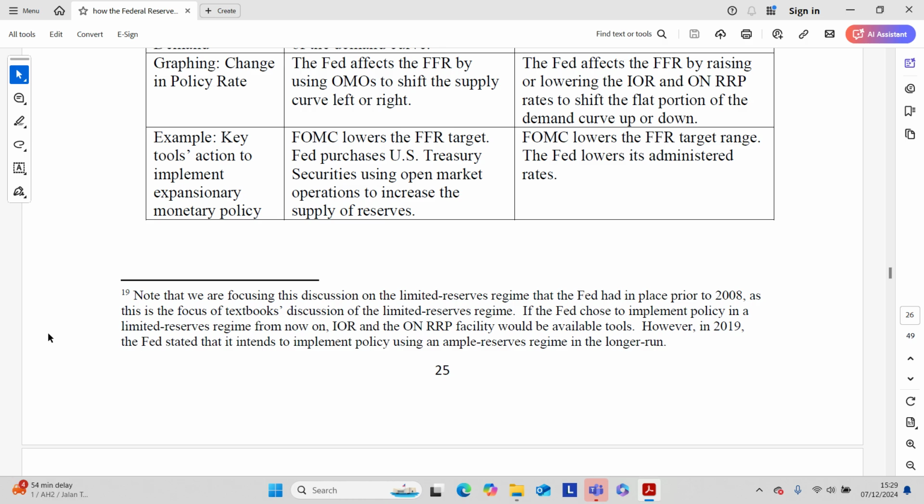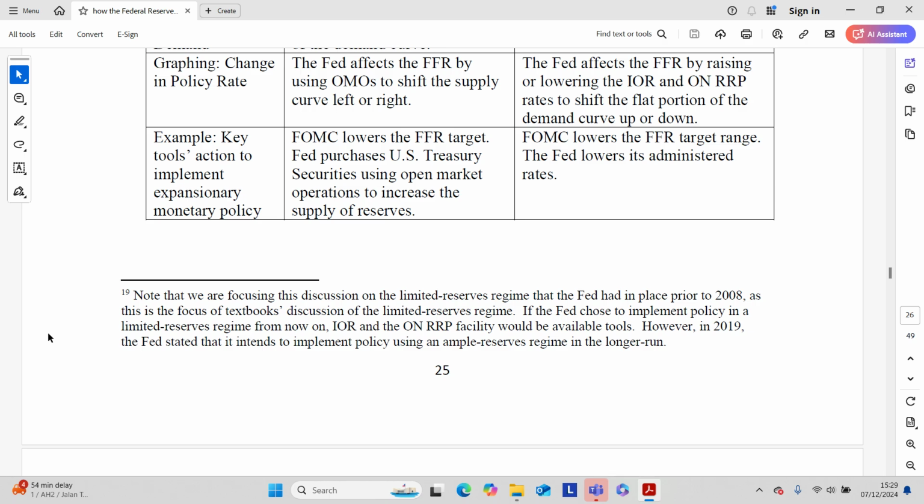Graphing, change in policy rate. The Fed affects the FFR by using OMOs to shift the supply curve left or right. That's in the limited reserve regime. Meanwhile, in the ample reserve regime, the Fed affects the FFR by raising or lowering the IOR and overnight reverse repo rate to shift the flat portion of the demand curve up or down.